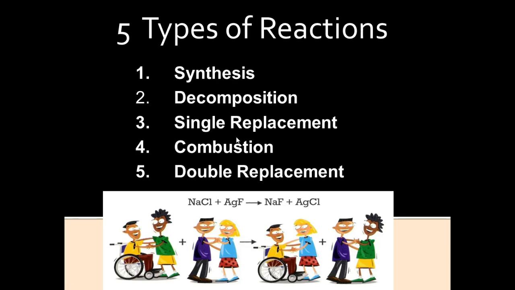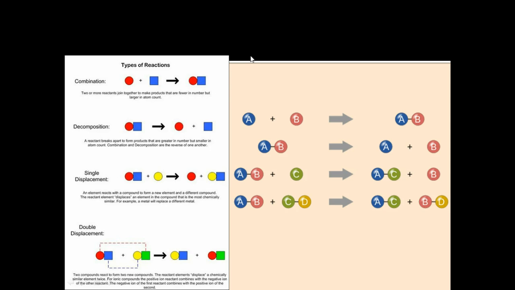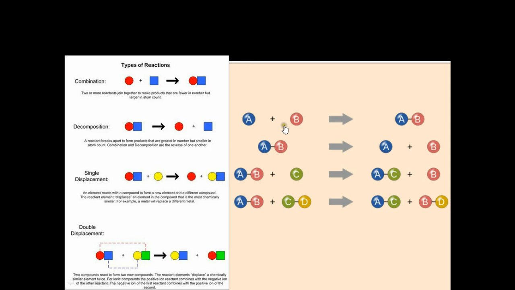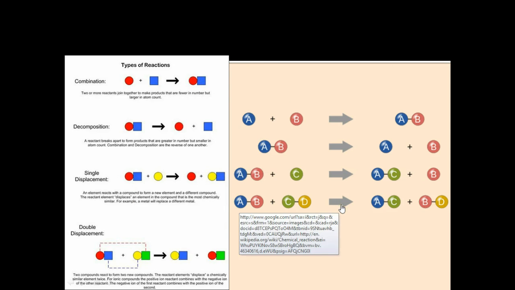And so here are the 5 different types of reactions. We have synthesis, decomposition, single replacement, combustion, and double replacement. On this next slide, we have a diagram of all of the 4 types of reactions. This just doesn't include combustion, so that's the one that's missing from here. Don't worry about this, we're just going to be talking about this throughout the whole PowerPoint.